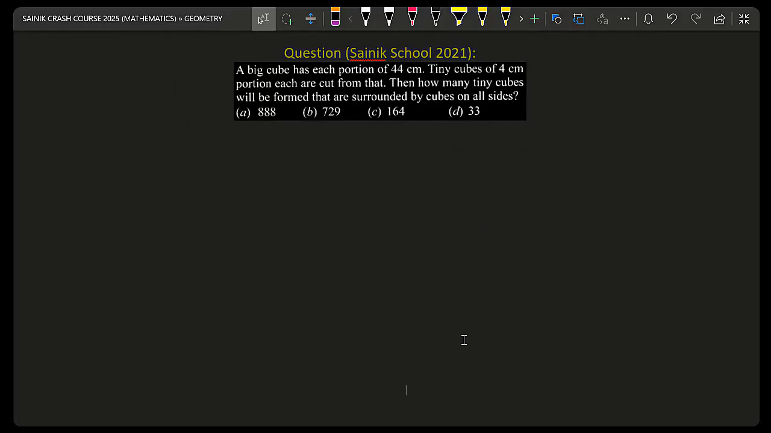Who will try this question? A big cube has each side of 44 centimeters. Tiny cubes of 4 centimeters side each are cut from that. Then how many tiny cubes will be formed that are surrounded by cubes on all the sides? Who will answer this? Yes, Daksh, can you answer? Read the question again.